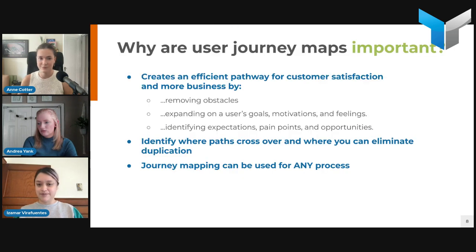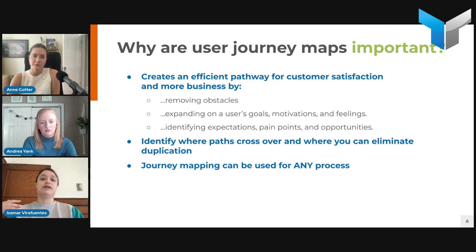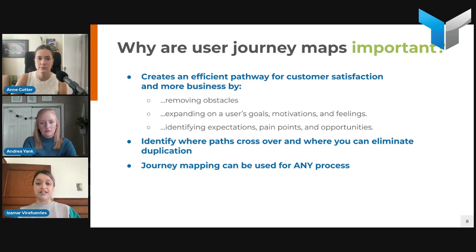You can go on to the next slide, please. Which leads to why they're important. I already touched on it a little bit, but essentially it creates an effective way to get customer satisfaction and grow your business. This is done because we're going step by step, so it's easier to remove obstacles by identifying those pain points, opportunities, and what users expect. Really put yourself in the perspective of the user that's going through that process. What are their goals? What are their motivations, feelings, thoughts?